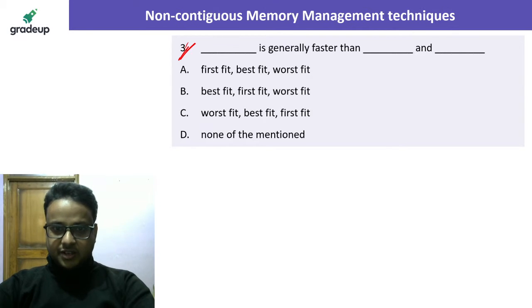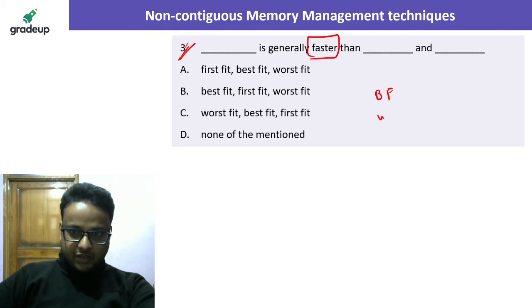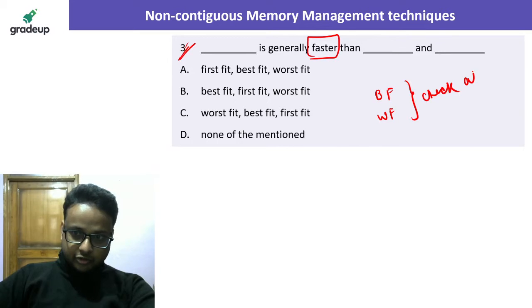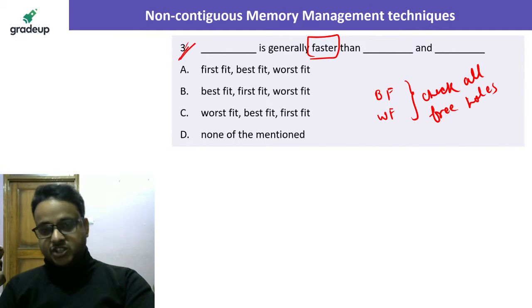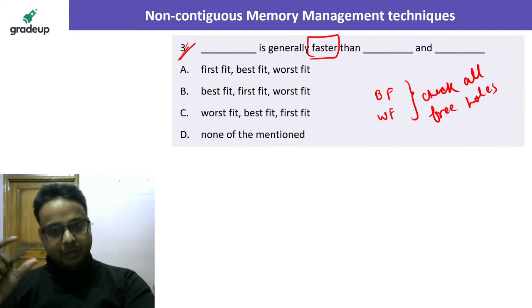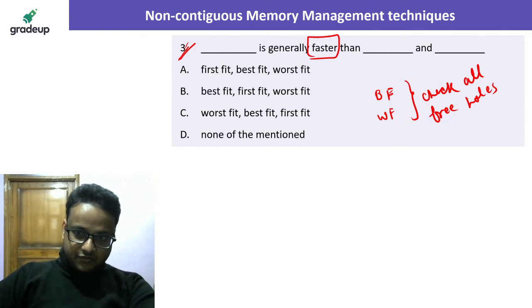Beta, best fit will be slower; first fit is generally faster. For best fit and worst fit, what do we have to check? We have to check all the free holes, and then we have to see the wastage, that is the fragmentation, minimum fragmentation and maximum fragmentation. Which has less and which has more? So this is best fit and worst fit.